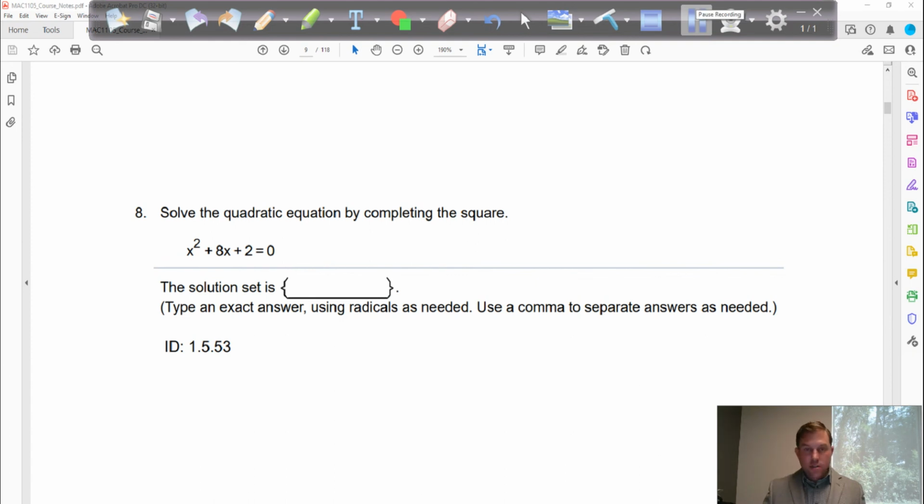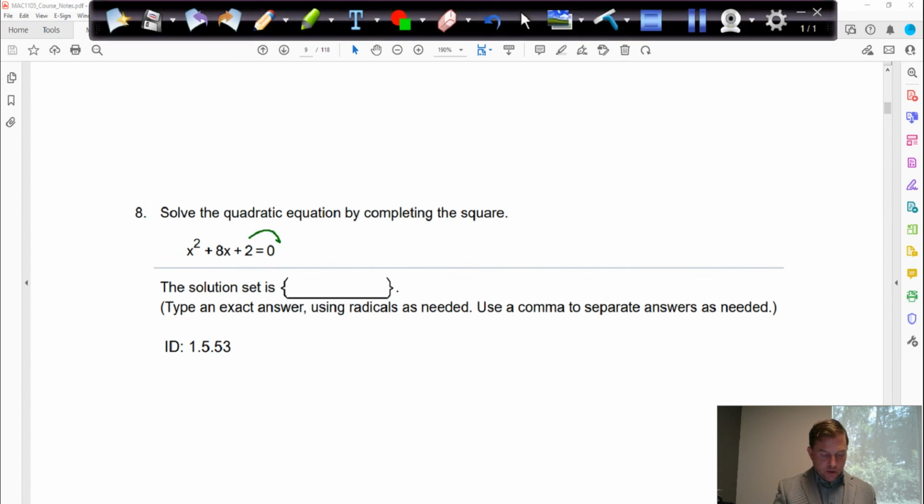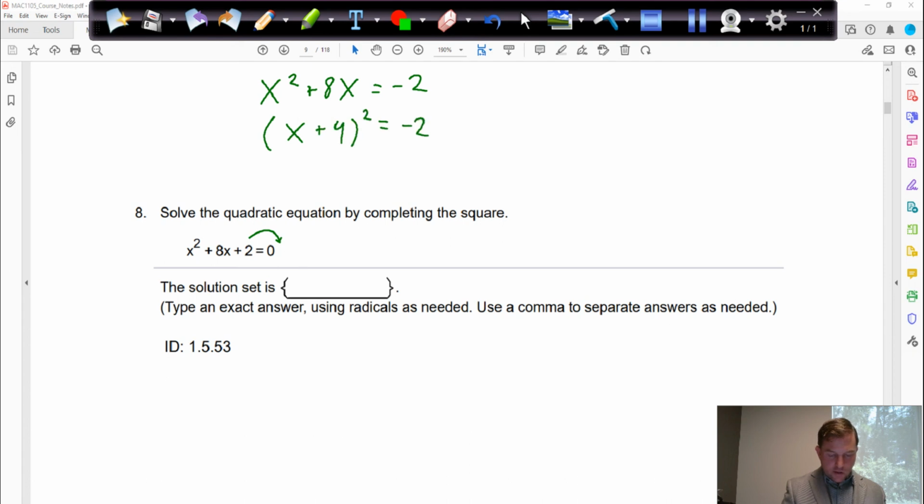Okay, number 8 is almost the exact same, but what we had before was something equal to a number, so we're going to move this 2 over to start. So we're going to have x squared plus 8x equals negative 2. And then I'm going to write this in factored form, x plus 4 squared equals minus 2. But we're also going to pick up a 4 squared over here. So we have x plus 4. I got that 4 by having the 8. Half of 8 is 4, so I put that in there, and then I have to pick up an extra 16.